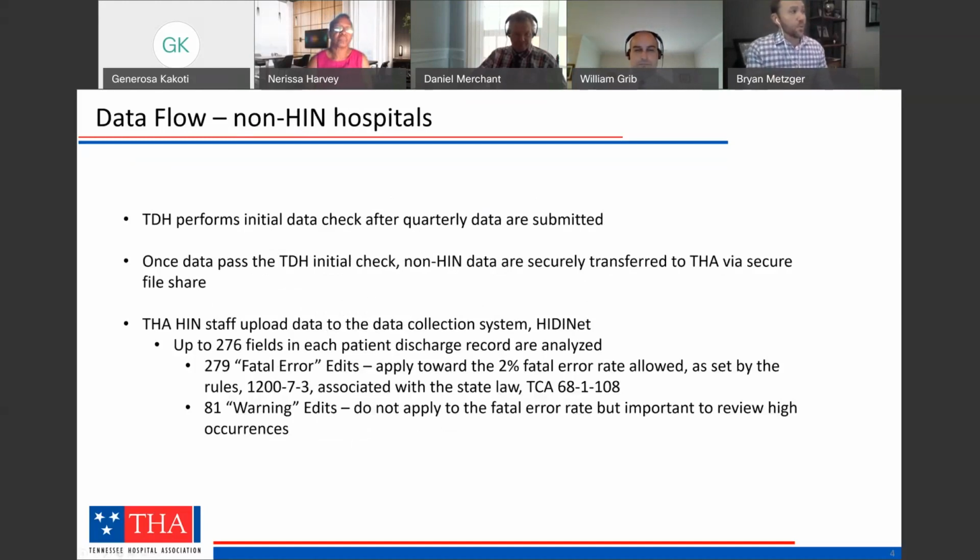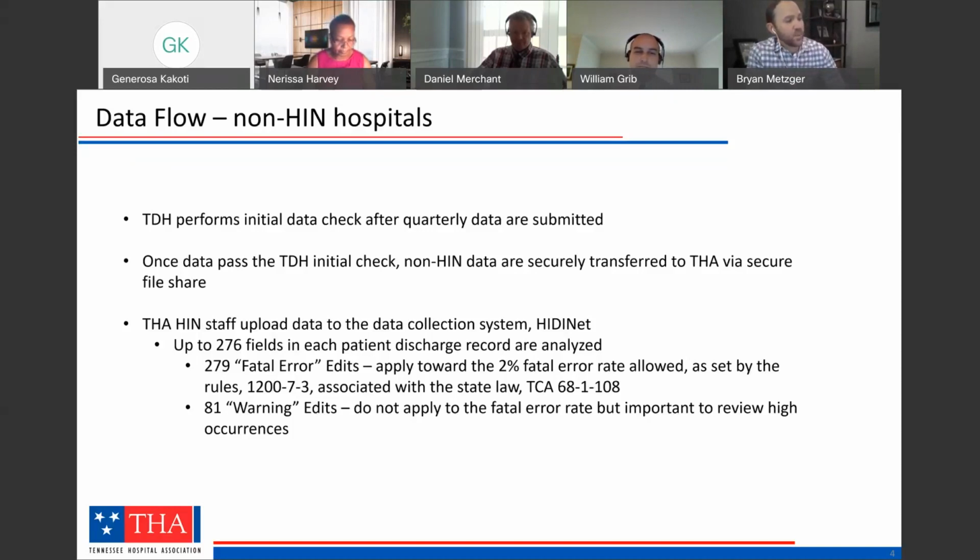To talk through the data flow process, and this is specifically for non-THA member hospitals, I'll walk you through how that process works. Hospitals that are not members of THA submit their data directly to the Department of Health. Members of Generosa's team perform data checks on the data that's submitted to make sure it meets certain requirements. Once it passes their data check, they provide that data to THA via a secure file transfer process. Once we get the data for all those hospitals, members of my team and Larissa's team upload that data to HeidiNet, the same data processing platform that THA member hospitals submit data to.